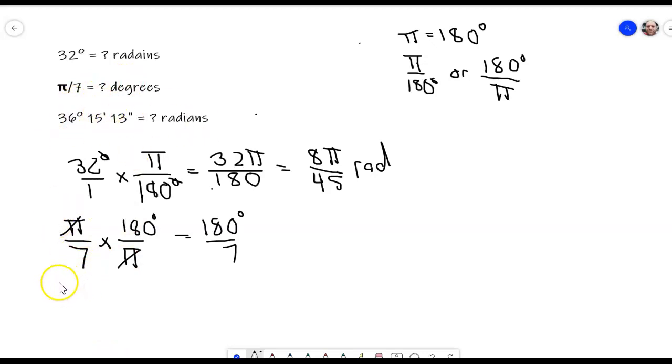We can say this is 36 degrees plus, we said this is 15 minutes is just 15 over 60 degrees, right? Because that's the minutes. And then plus 13. Now remember, this is 13 over 60 minutes.